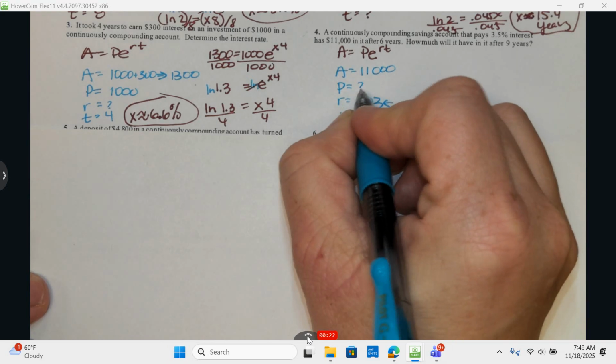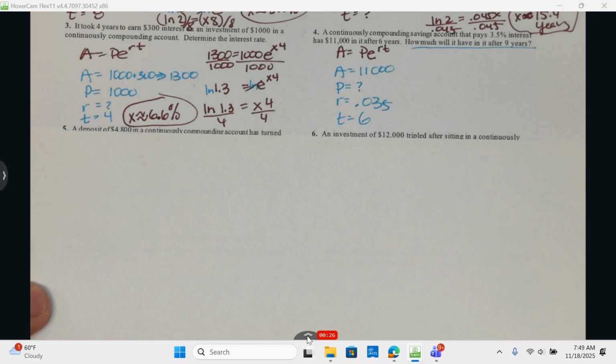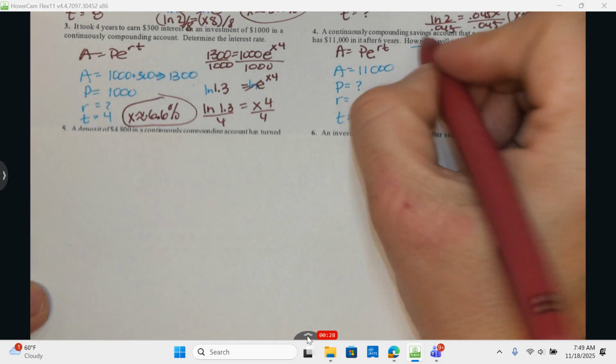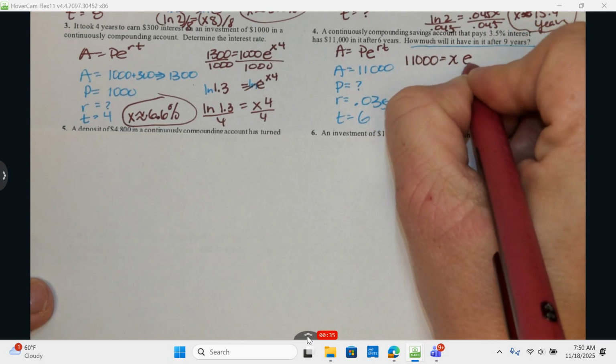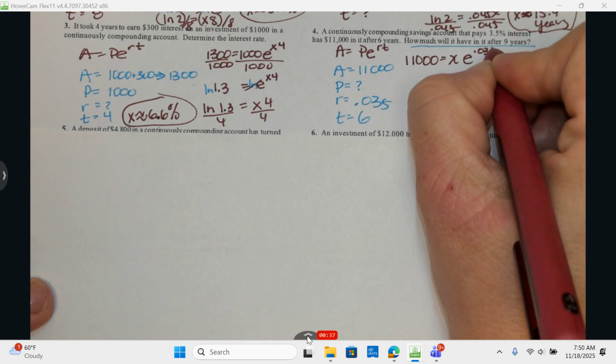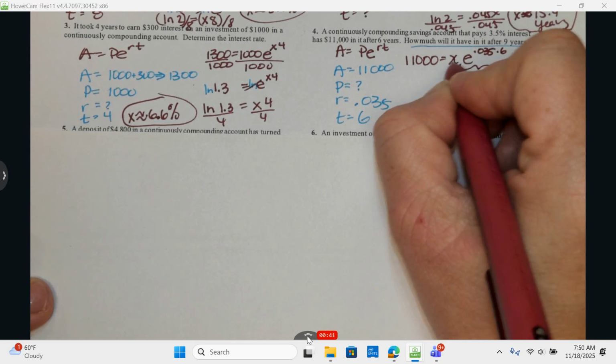So we don't know what the principal is right now. The first thing we need to do is solve for the principal before we go back and answer this question. So how do we set this up? We have 11,000 equals, we don't know the principal, I'm going to make that an x, times e raised to the 0.035 times 6.